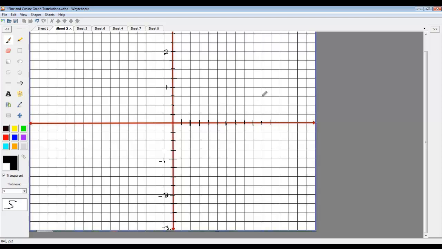Okay. So if we put pi over 6 here, 5 pi over 12 here, 2 pi over 3 here, 11 pi over 12 here.